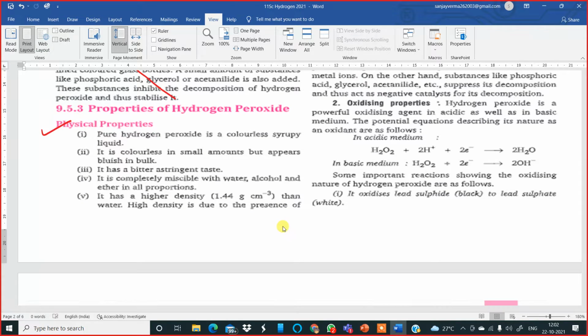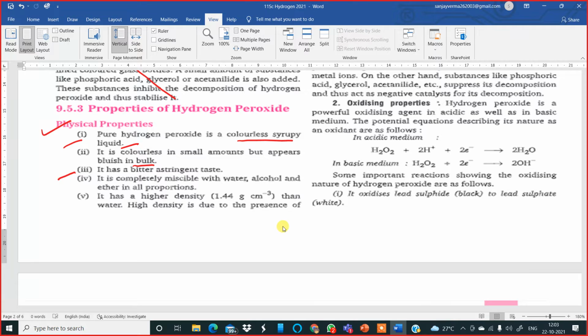Physical properties. Now, pure hydrogen peroxide is a colorless syrupy liquid. It is colorless, but it is a syrupy liquid, like a syrup. It is colorless in small amounts but appears bluish in bulk. If it is concentrated, the color becomes bluish. It has a bitter astringent taste.